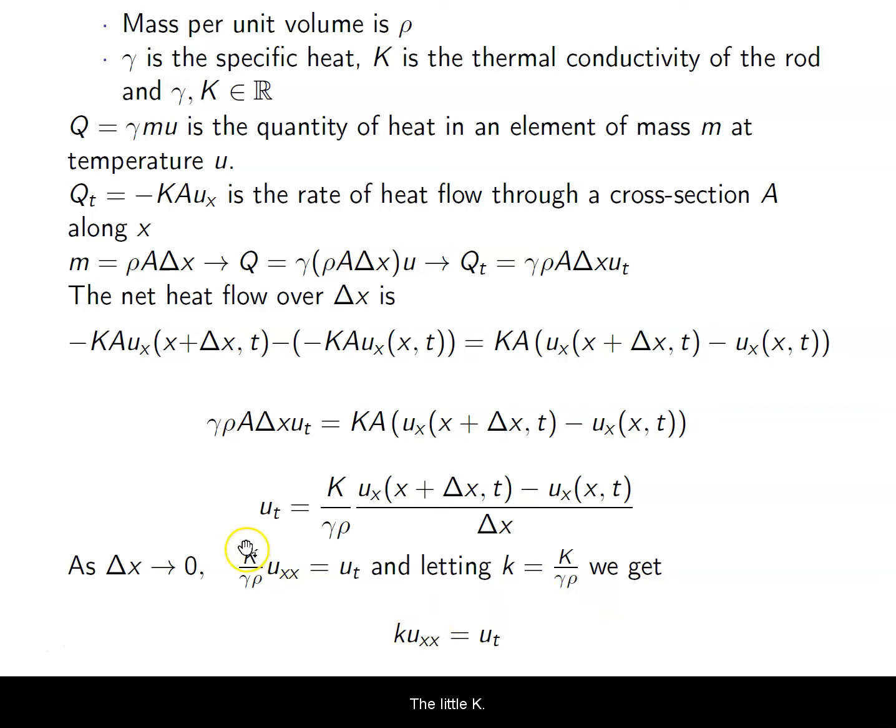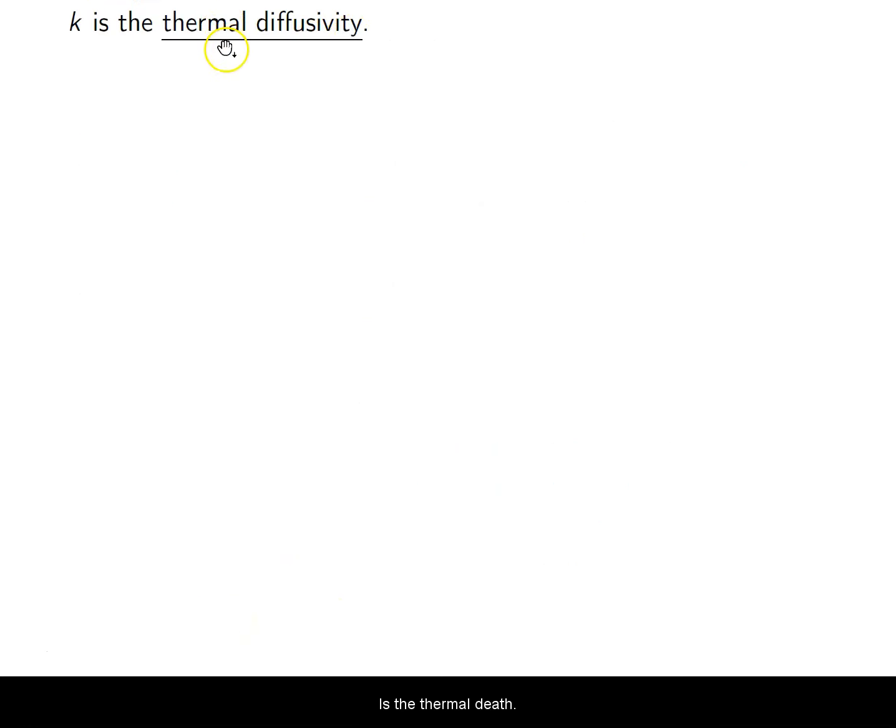So little k, this thermal conductivity over the specific heat over the mass per unit volume, is the thermal... I'm not going to be able to say this... diffusivity, the rate that the heat diffuses from the rod, okay? That's an easy way to say it.